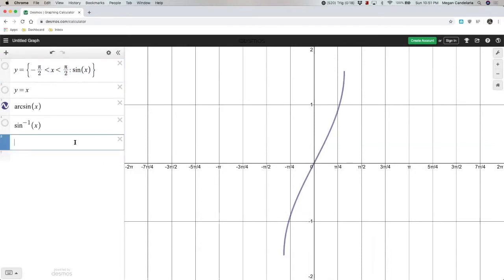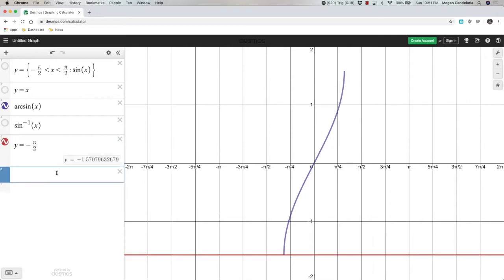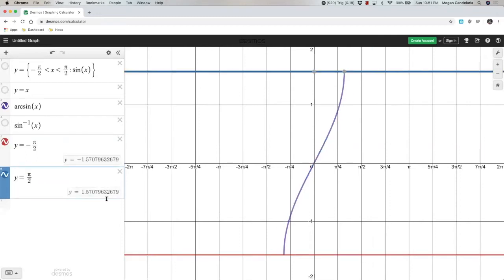It's a little hard to see with the labeling that we have, so let's just check that out. y equals negative pi over 2, that's the bottom of our function, and y equals pi over 2, that's the top of our function. So the range of the inverse sine function is negative pi over 2 to pi over 2.